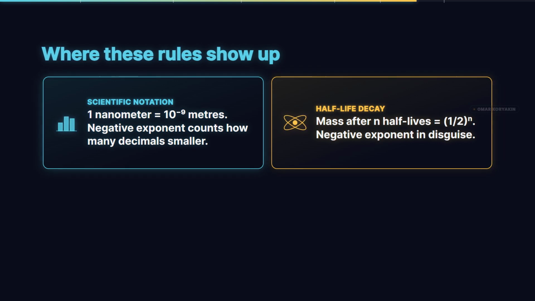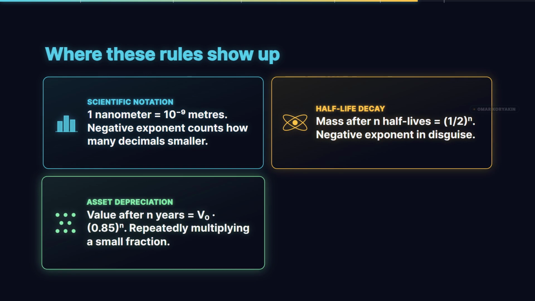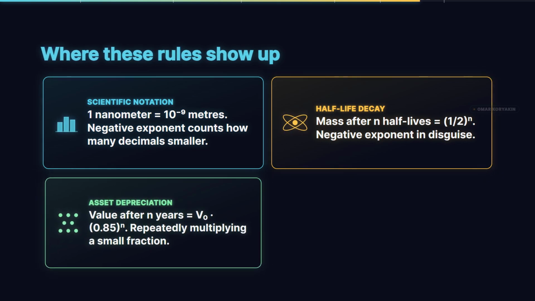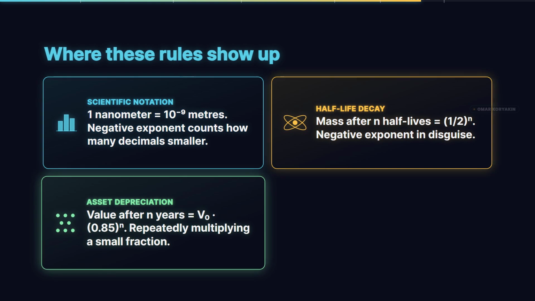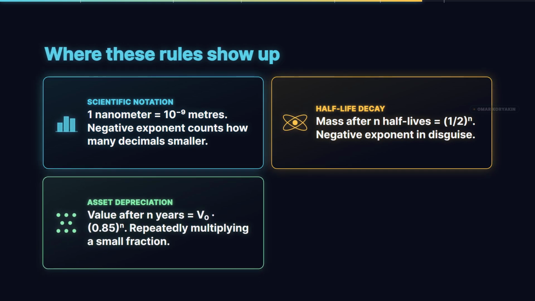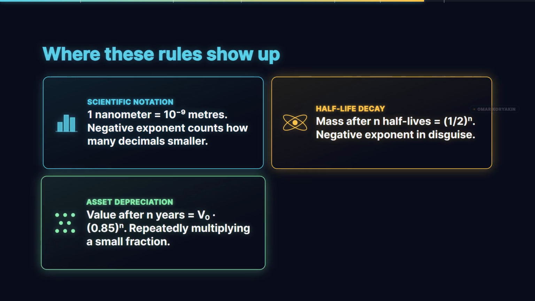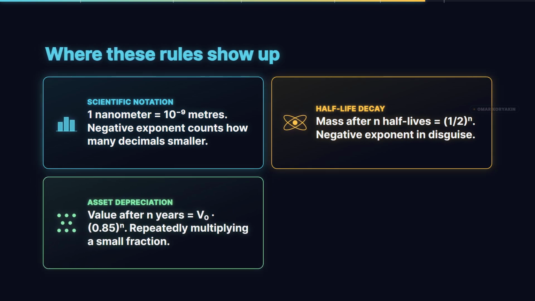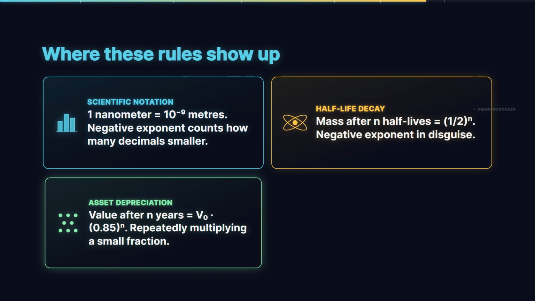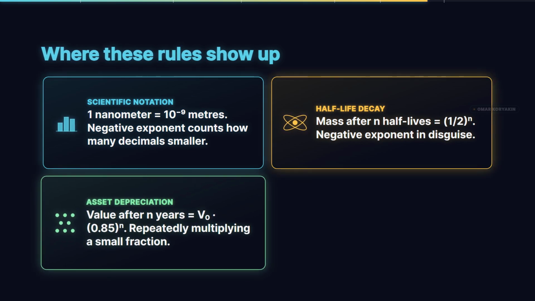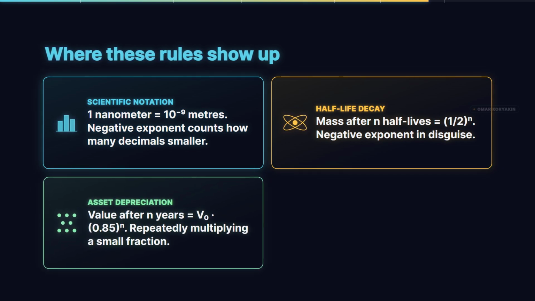of the original. Third, asset depreciation: a car or a piece of equipment that loses 15% of its value every year retains 0.85 of its value each year. After n years, the value is the original value times 0.85 raised to the n power. Repeated multiplication by a fraction smaller than 1 is exactly what the product rule lets us simplify when we need to combine 2 depreciation periods into one.